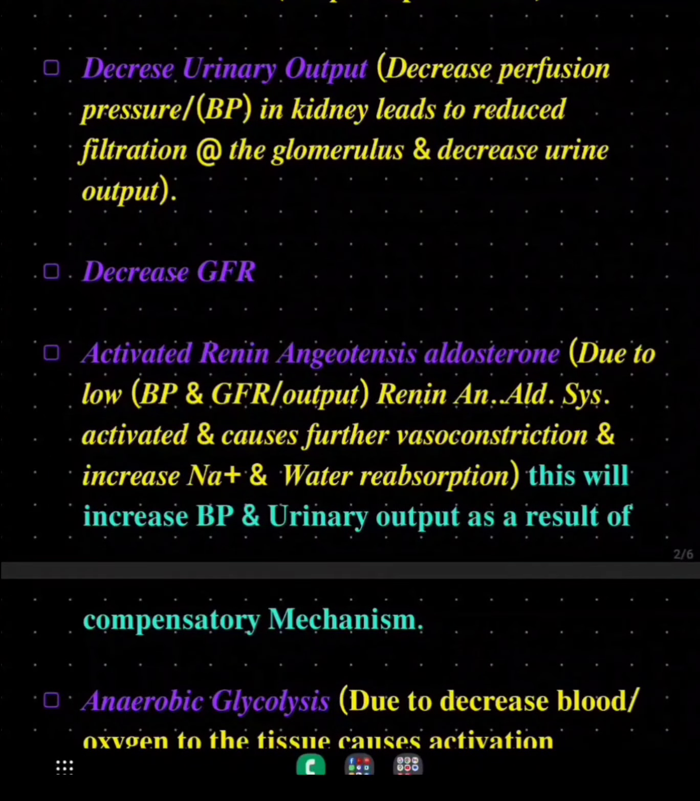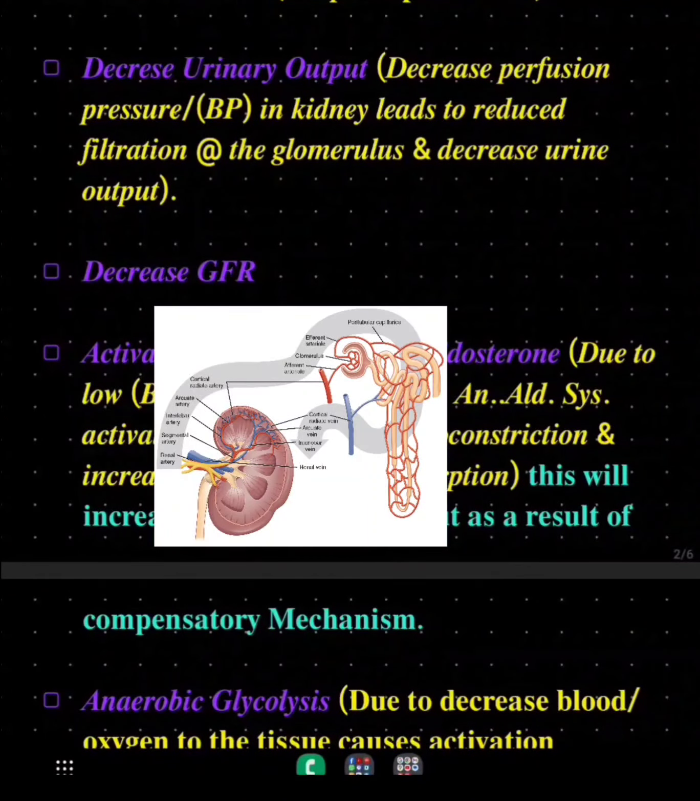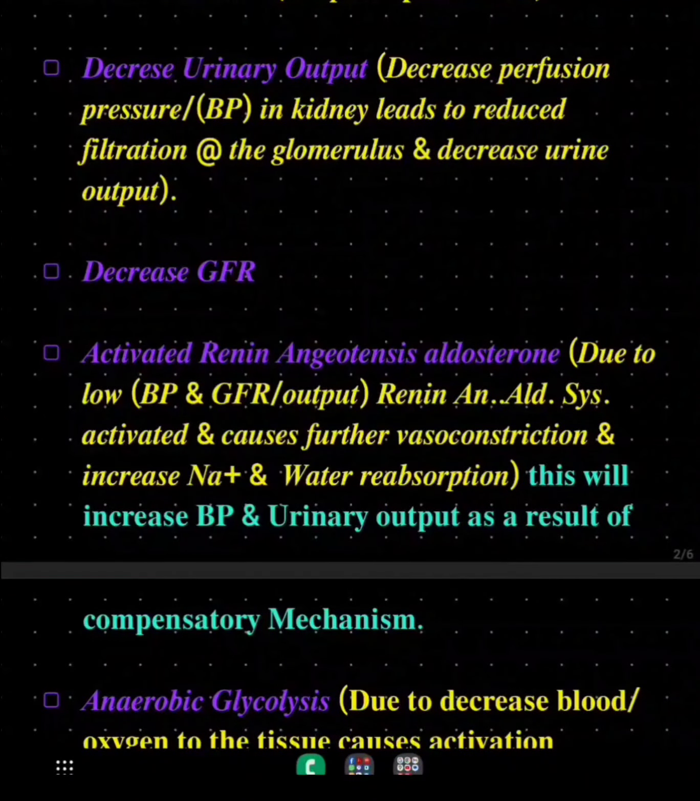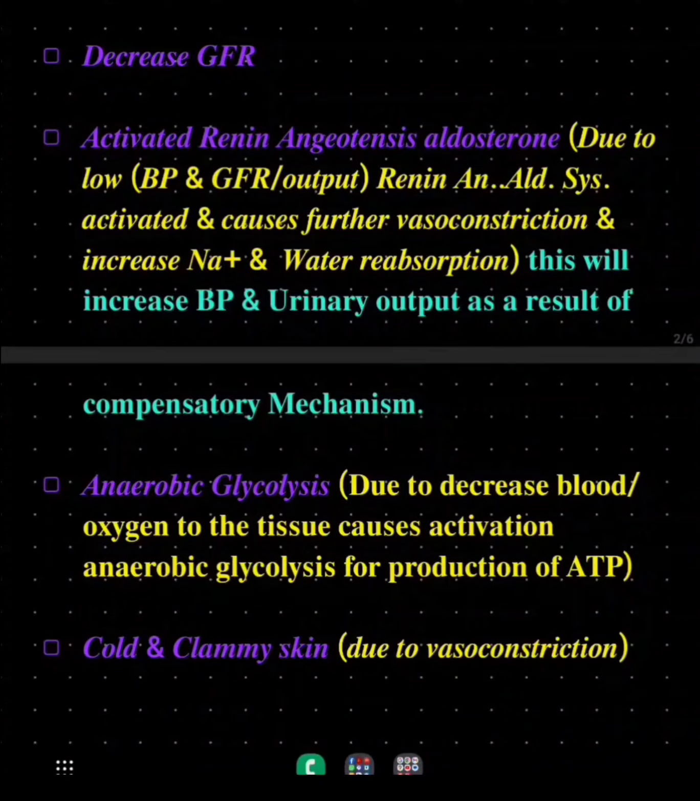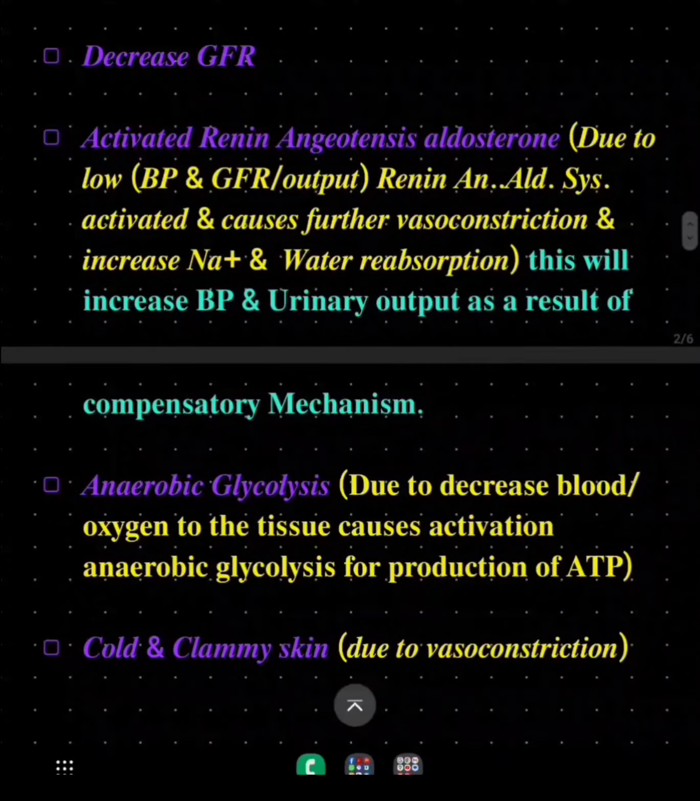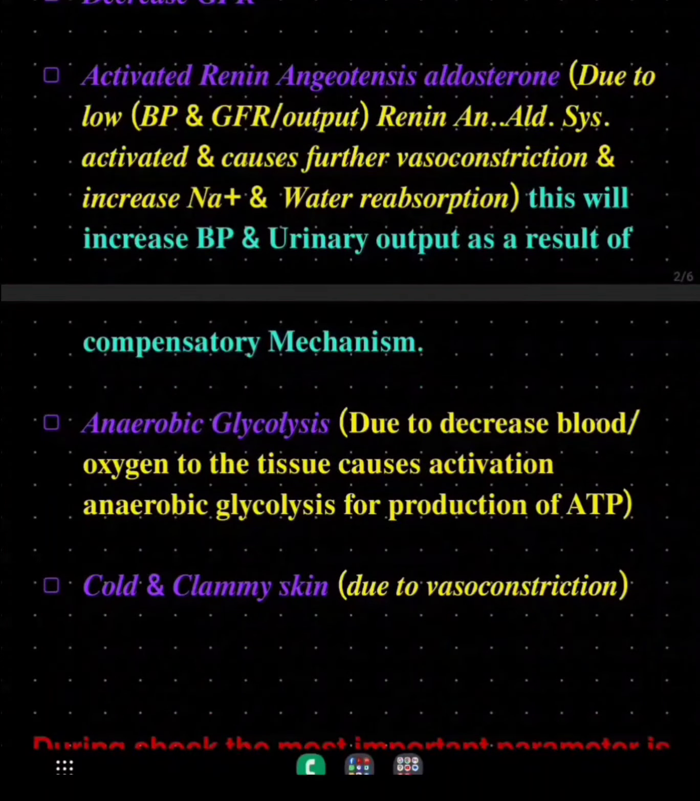Decreased perfusion pressure of the kidney due to low blood pressure leads to reduced filtration at the glomerulus and decreased urinary output. That also decreases GFR. And due to decreased urinary output, it activates the renin-angiotensin-aldosterone mechanism, which causes further vasoconstriction and increases sodium and water reabsorption. This will increase blood pressure and urinary output as a result of the compensatory mechanism.